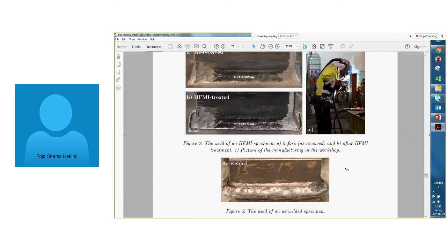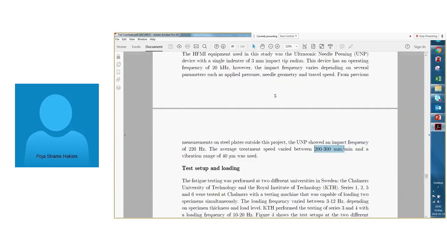So yes, 200 to 300 millimeters per minute. Thank you.